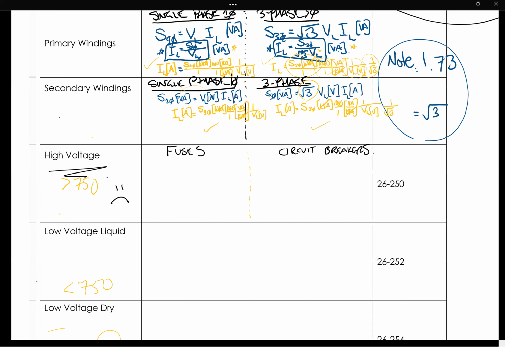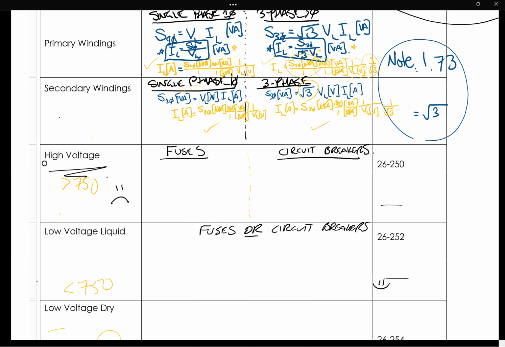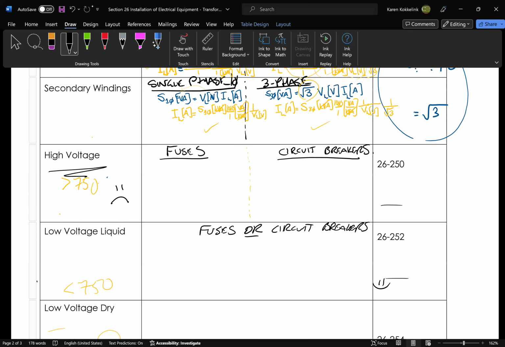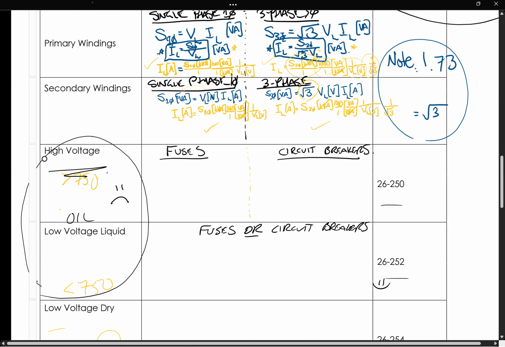In low voltage, you do the same calculation, fuses or circuit breakers. And that makes me happy. So to do the calculations for 26.252, it's easier than doing them for 26.250, okay? But it's not that hard for 26.250. You just have fuses and circuit breakers, you're doing a different way. All right, so let's look at these, and these are both oil cooled. All right, so let's look at what we do for fuses.